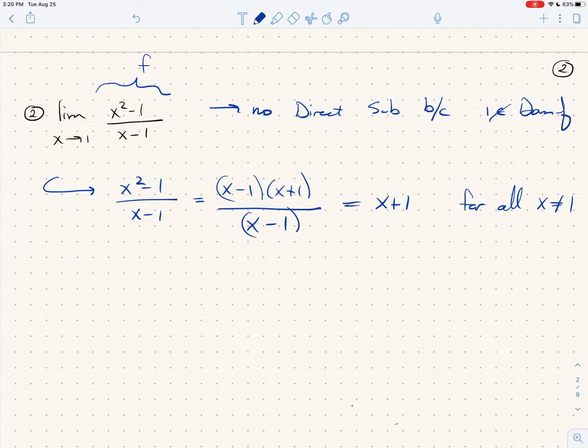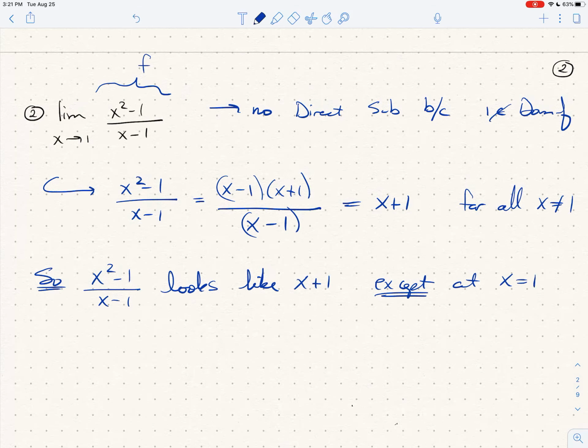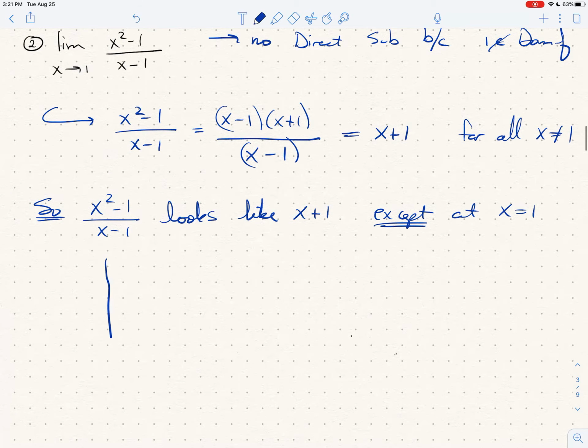Okay, so what does that mean? So the moral of the story is that x squared minus 1 over x minus 1 looks just like x plus 1, except at x equals 1. And if you want to draw a picture, that might be a helpful thing to do. So the point is this.